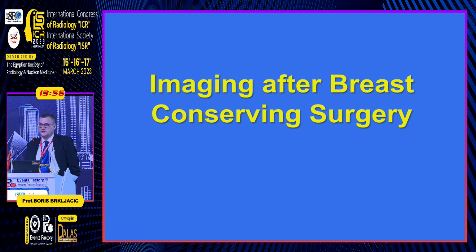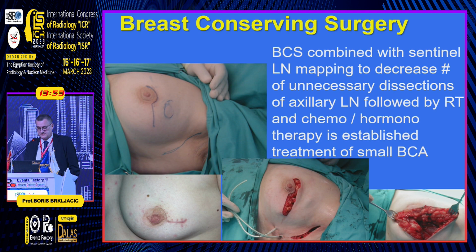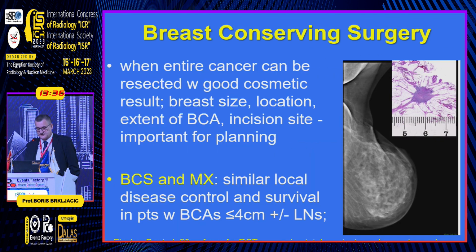Much more commonly, what we need to look at is imaging after breast-conserving surgery, which, combined with lymph node mapping to decrease the number of unnecessary dissections of axillary lymph nodes, and followed by radiotherapy, chemo and hormonotherapy, is currently the established treatment of small breast cancers. It's performed when the entire breast cancer can be resected with good cosmetic results, so the role of imaging is important to evaluate breast size, location of tumor, extent of breast cancer, and incision site.